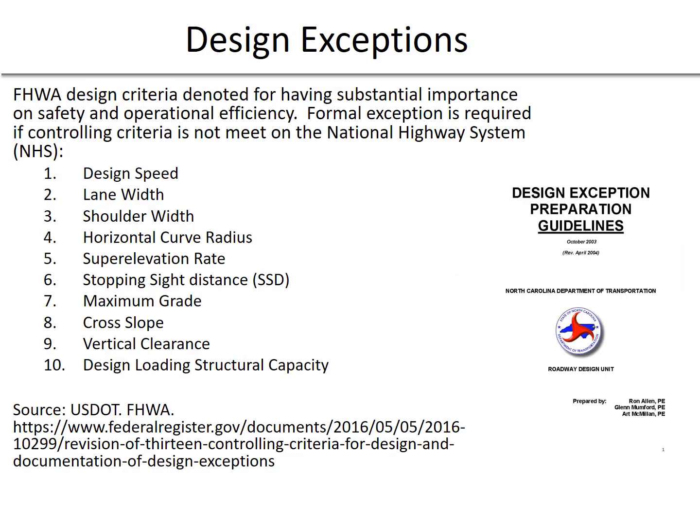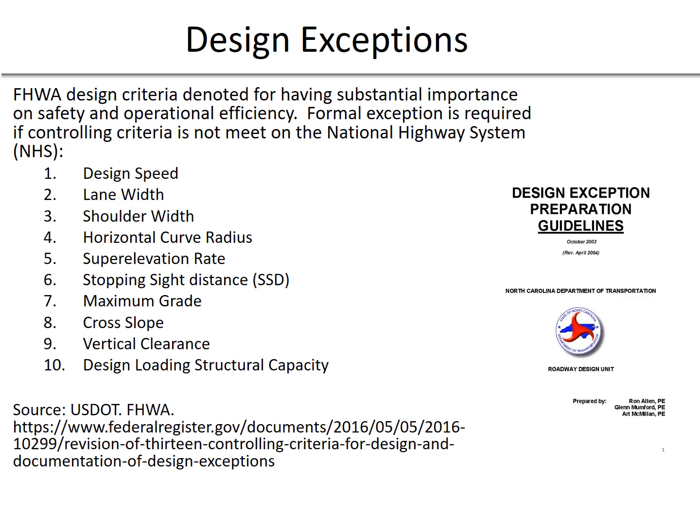One list of design controls comes from the Federal Highway Administration in the form of design exceptions. These are design criteria denoted for having substantial importance on safety and operational efficiency. Formal exception is required if the controlling criteria are not met on the national highway system. These include the design speed, lane width, shoulder width, horizontal curve radius, superelevation rate, stopping sight distance, maximum grade, cross slope, vertical clearance, and design loading or structural capacity.